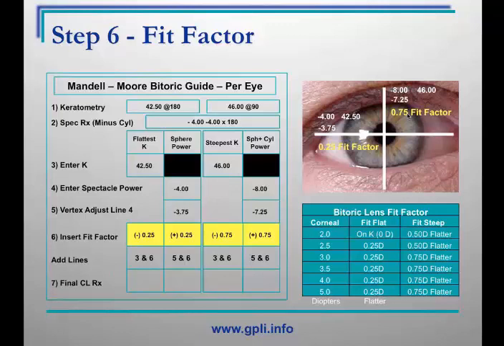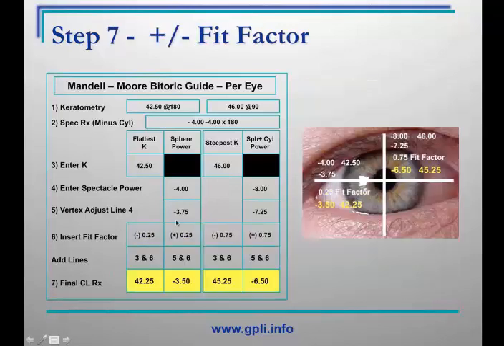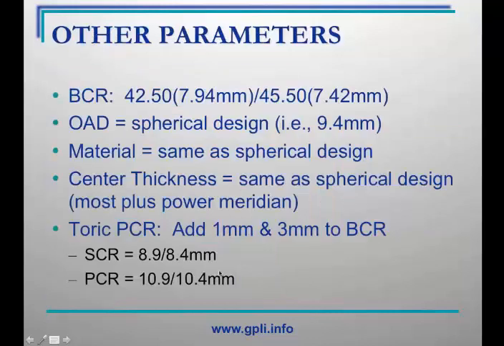This is what's added together as we see down here. The final power, simply by adding from the calculator, ends up being 3.50 and 6.50. And with the flattening of both curves, the K value goes from 42.50 to 42.25 with the fit factor, and the steep K goes from 46 to 45.25.